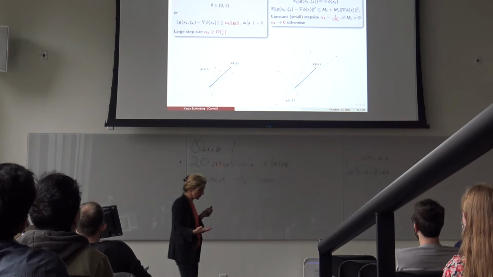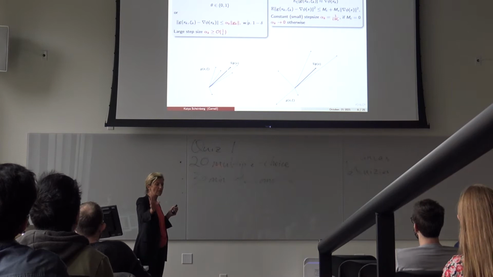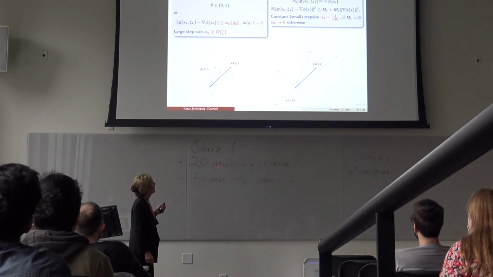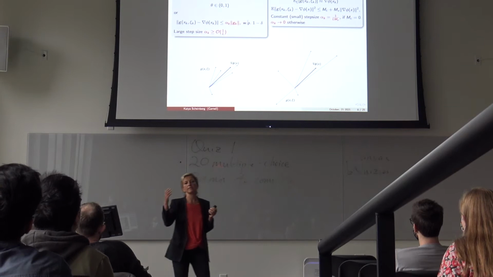Moreover, it's been proven with essentially constant step size. I have to say essentially because it's not really constant, but it tends to be kind of constant-like. It tends to be largish, and you have good properties and convergence rates that are fast. They essentially match those of exact gradient descent.